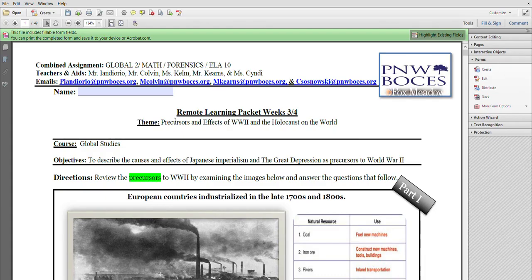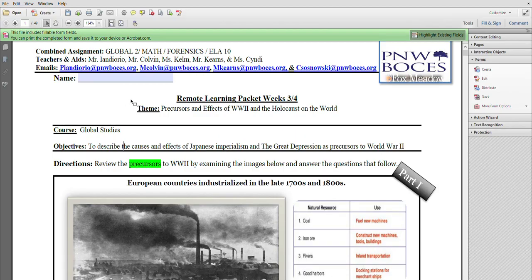So the theme for this packet is Precursors and Effects of World War II and the Holocaust on the World. Now we've had some requests for some remote reading, so I just want to show you when the PDF opens, you can go to your drop-down window from View, choose Read Aloud, activate.